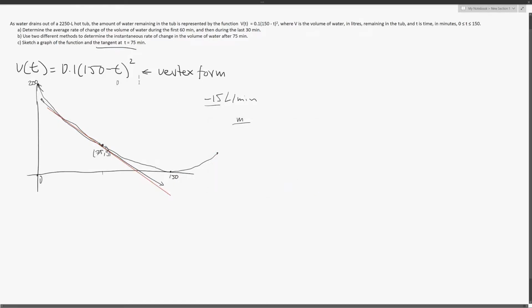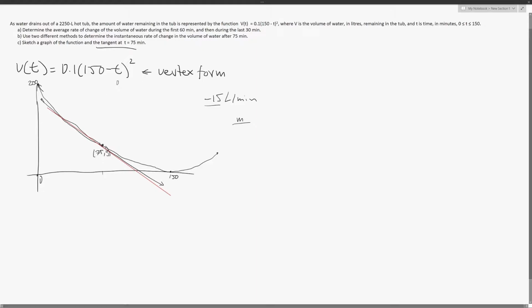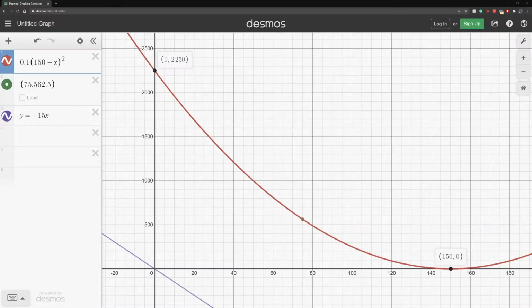The best way I can actually illustrate this is of course by using Desmos. So if you give me a second, I will show you how this function and the tangent will look when it's drawn without shaky hands. Okay, so here is the graph of the function. As you can see, we had a zero at 150 and a y-intercept at 2250, so our graph is fine.